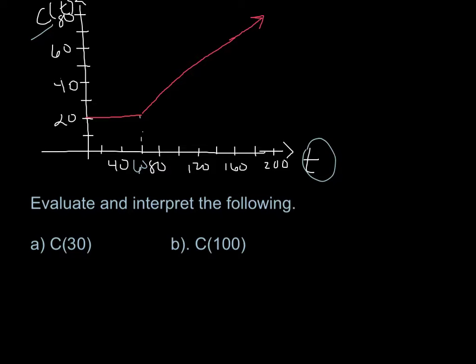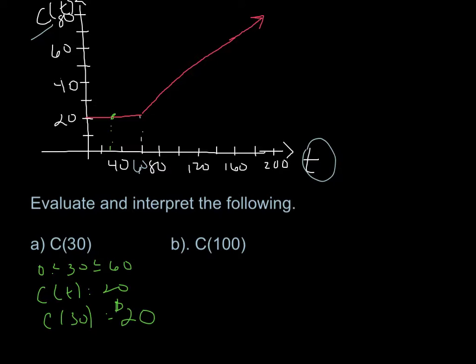So if we were at c of 30, well, 30 is between 0 and 60, which means we're using the part of the function that was just equal to 20. So c of 30, the cost is going to be $20 because we haven't exceeded that 60-minute time limit. And if we were to go up to the graph, c of 30, somewhere right in here, we come up, see we're still hitting that horizontal, that constant value of 20.